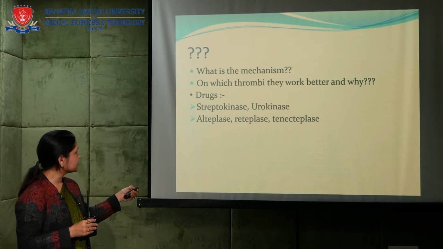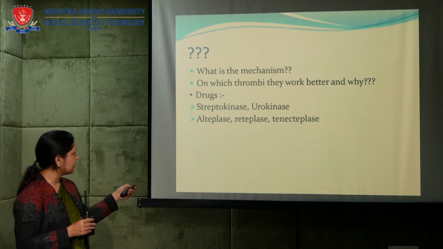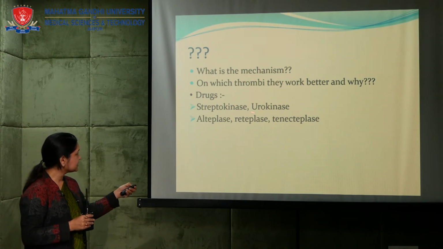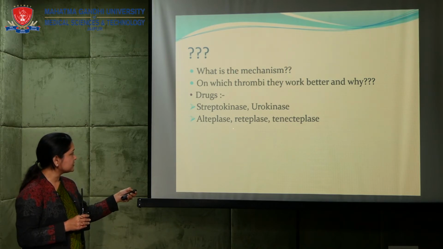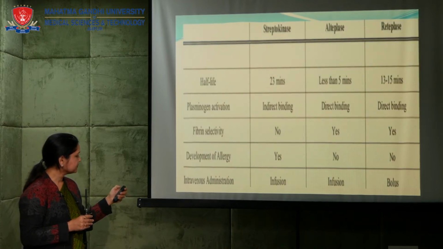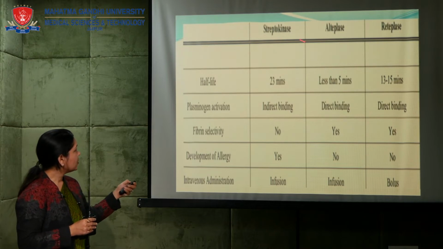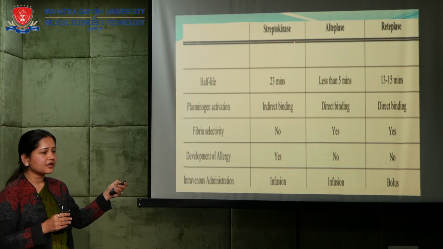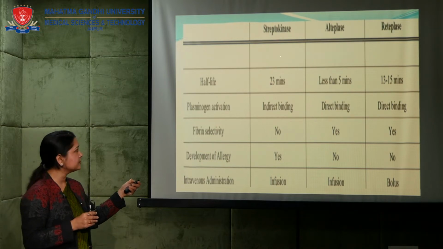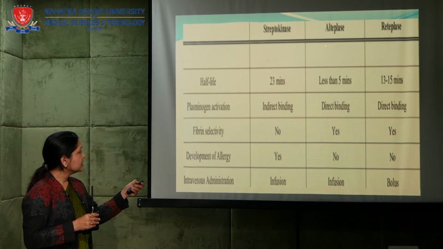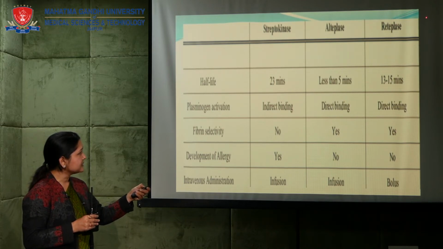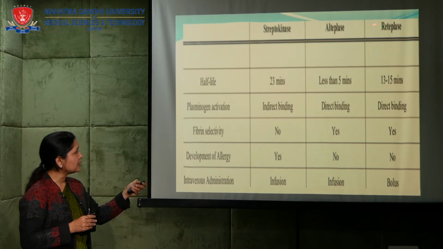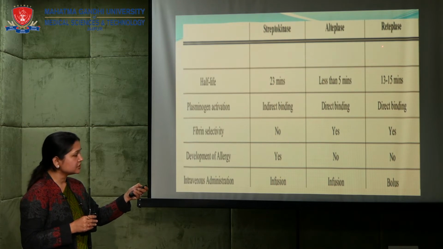Now you have these drugs. What is the difference in the properties of these drugs? All these drugs differ in that streptokinase was the first drug to come, produced from beta hemolytic streptococci. Then these are alteplase, reteplase and tenecteplase. These are recombinant forms of tissue plasminogen activator.